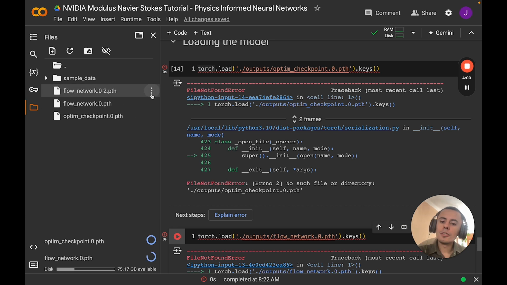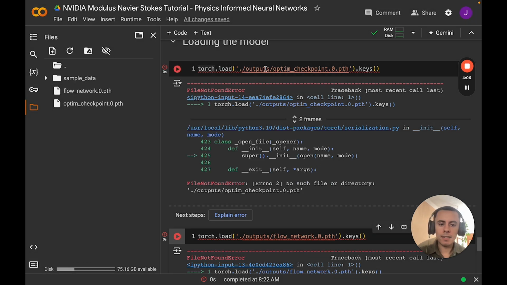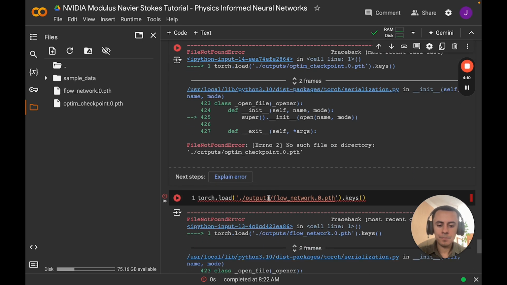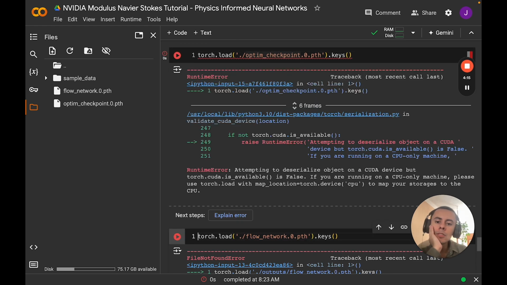There you go. So we load the files. Let's just remove this one. So we have these files, and I didn't put them in an output folder, so it's just like this. Okay, cool. Oh, I need a damn GPU. There you go.